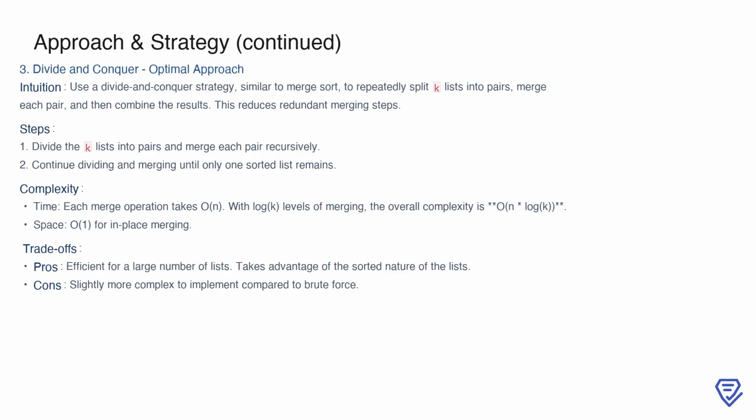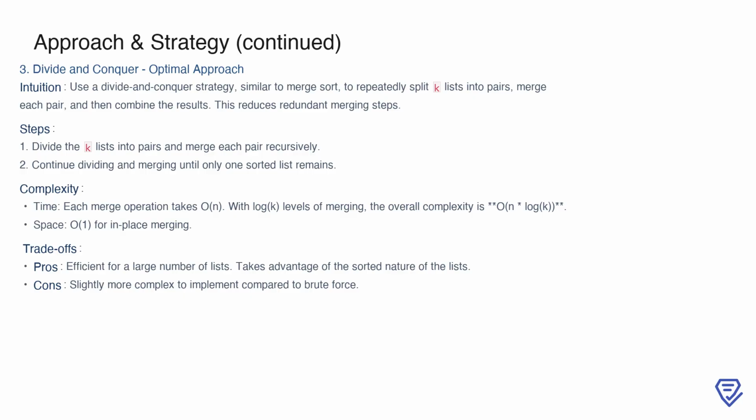This strategy has a time complexity of n log k, because there are log k levels of merging, with each level processing all n nodes. The space complexity remains O(1) for in-place merging. This method is efficient and leverages the sorted nature of the lists, making it a strong candidate for large-scale scenarios.